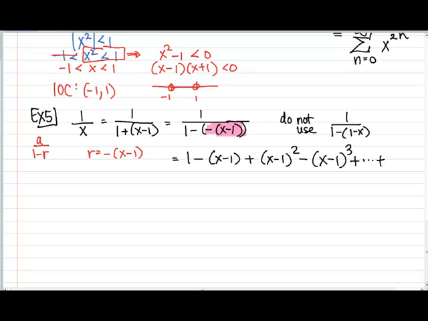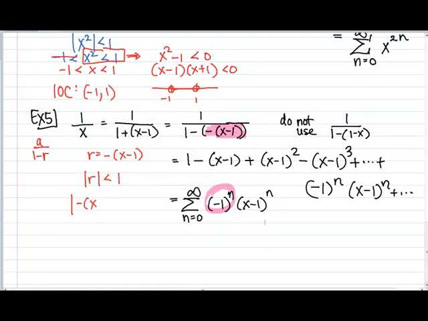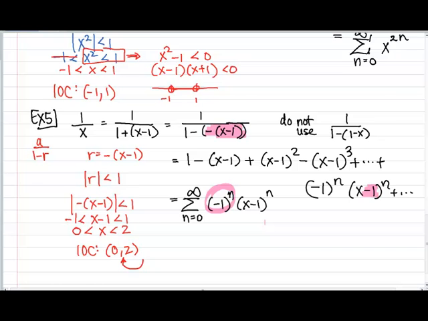Now what is our general nth term going to be? We're going to have negative 1 to the n power, and then x minus 1 to the n power. So in summation notation form, this is what we have. So the last thing I need to do is find our interval of convergence. Remember, the absolute value of r has to be less than 1. So the absolute value of negative x minus 1 must be less than 1. So x minus 1 is between 1 and negative 1. x is between 2 and 0. Notice the IOC this time is 0 to 2. What's in the middle, in between 0 and 2? 1. That's why it's centered at 1, and you see the 1 right here in our series.